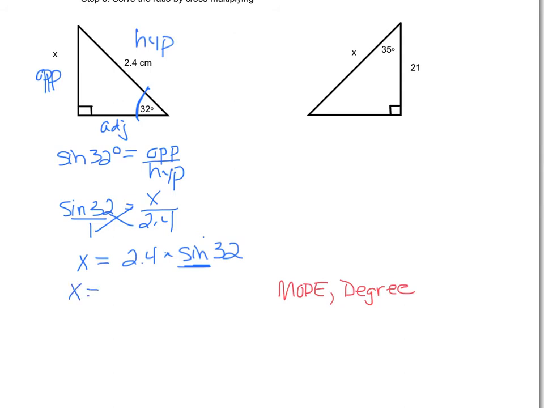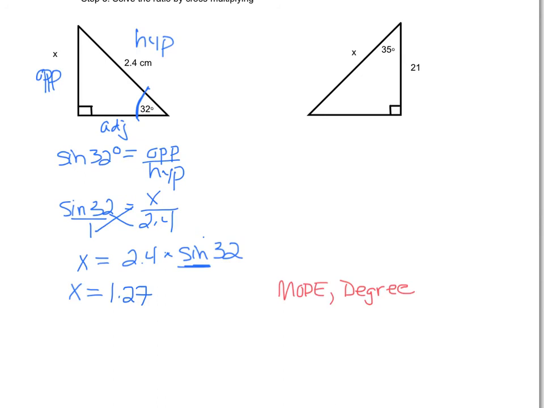Once you've put it in degree mode, you're going to solve. So you're going to do 2.4 times sine, press the sine button, 32, and press enter. Go ahead and do that, please. I want you to double check to make sure you're really getting the correct answer. If you put it in your calculator correctly, you should be getting 1.27. So that's the answer you should be getting.